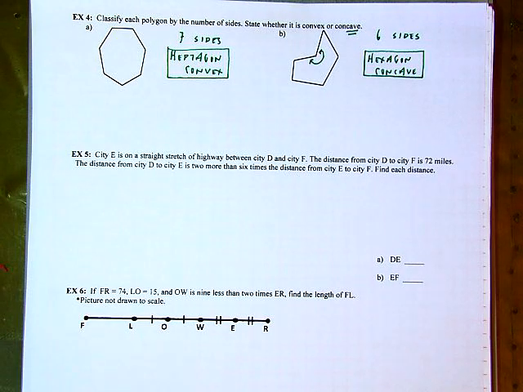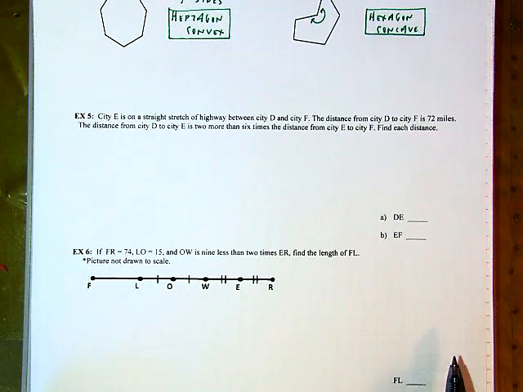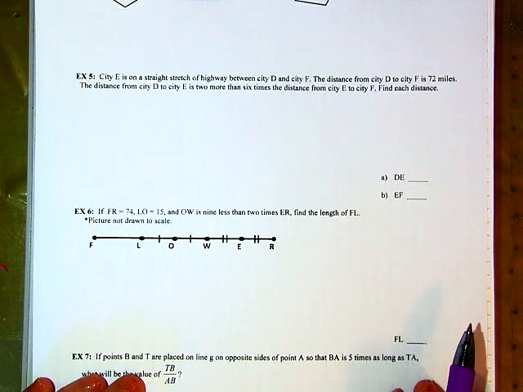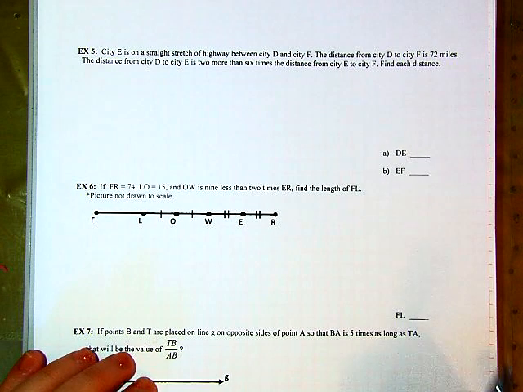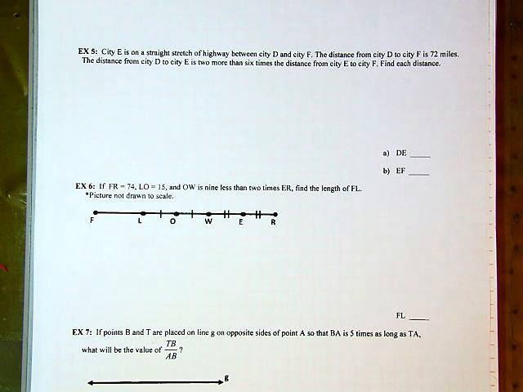All right, next example. City E, let me slide that up a little bit. City E is on a straight stretch of highway between city D and city F. The distance from city D to city F is 72 miles. The distance from city D to city E is 2 more than 6 times the distance from city E to city F. Find each distance.